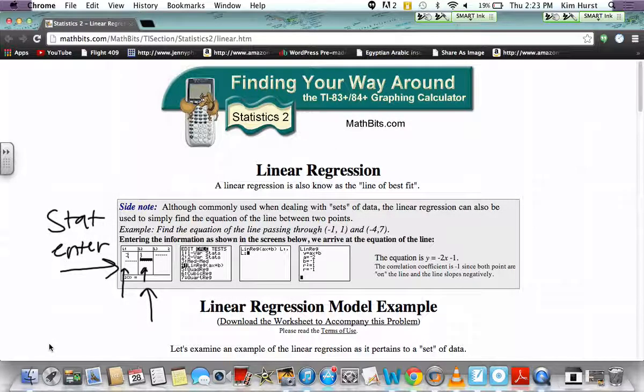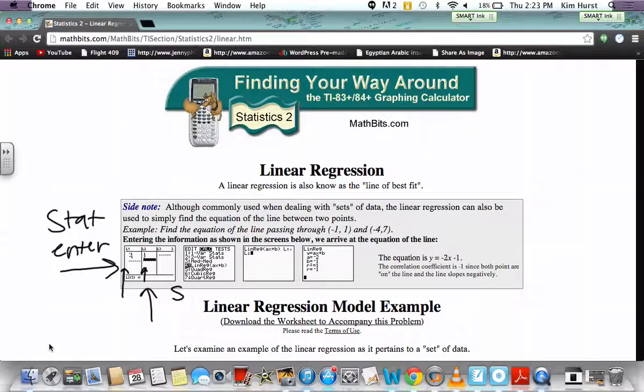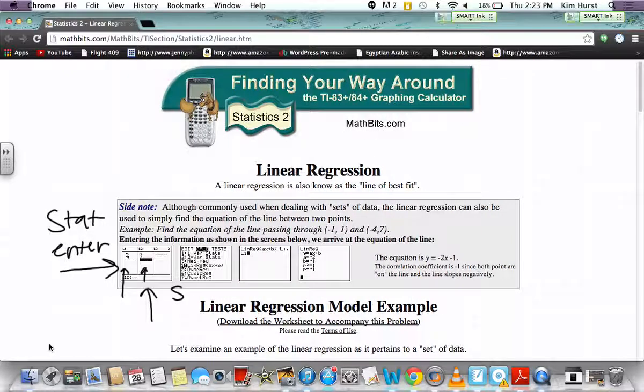So once you have all of your data points in, you're going to push stat again. Okay, something's on my smart board. You're going to hit stat again. And once you hit stat again, instead of hitting enter, you're going to arrow over to where it says calc. And then you're going to go down to number 4 that says linear regression. This is the one that we're focused on in this lesson.